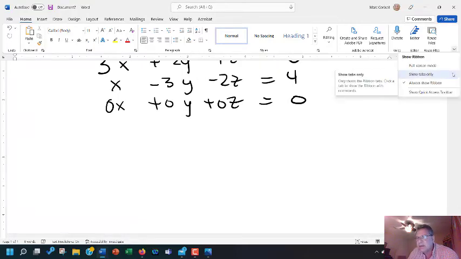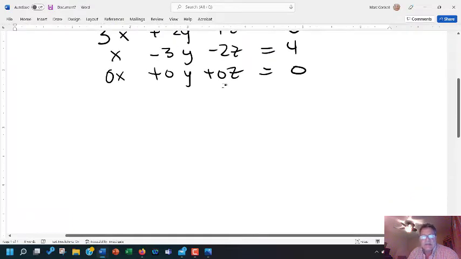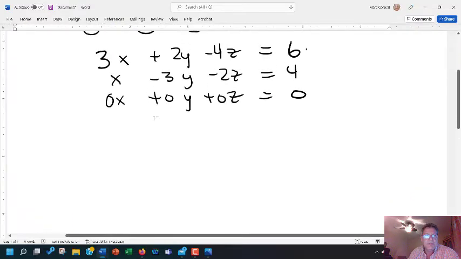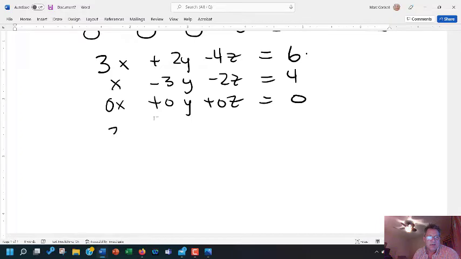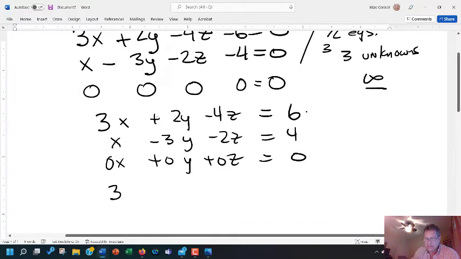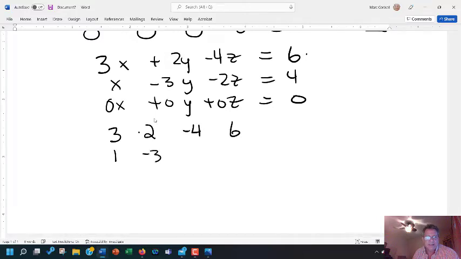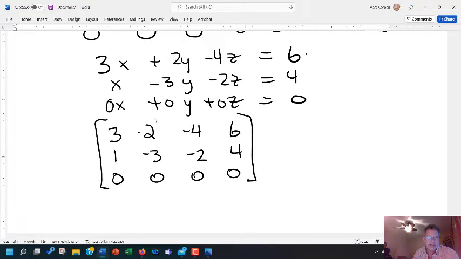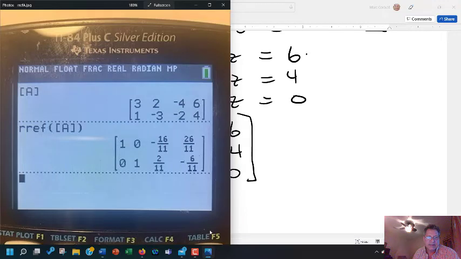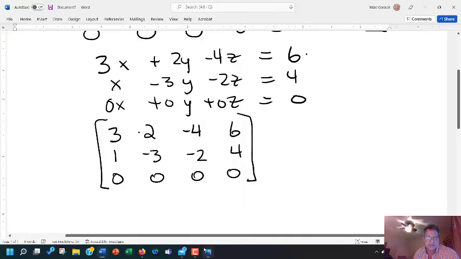So I'll get 3, 2, minus 4, 6, 1, minus 3, minus 2, 4, and then 0, 0, 0, 0. And I'm going to do reduced row echelon on that. You could do it on a calculator like this. I only chose 2 rows on my calculator because that's quite sufficient for doing this.